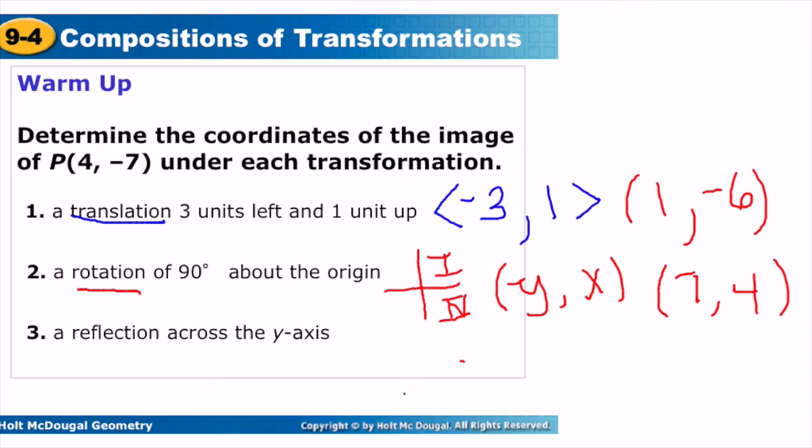And then finally, you are making a reflection over the y-axis. So when you reflect a coordinate, remember that was from section 9.1, the axis that you're reflecting over is the term that's going to stay the same. So since I'm reflecting over the y-axis, my y-coordinate is going to stay the exact same. So it's still going to be -7, and I'm going to use the opposite of x. You keep y. So the opposite of +4 is -4.